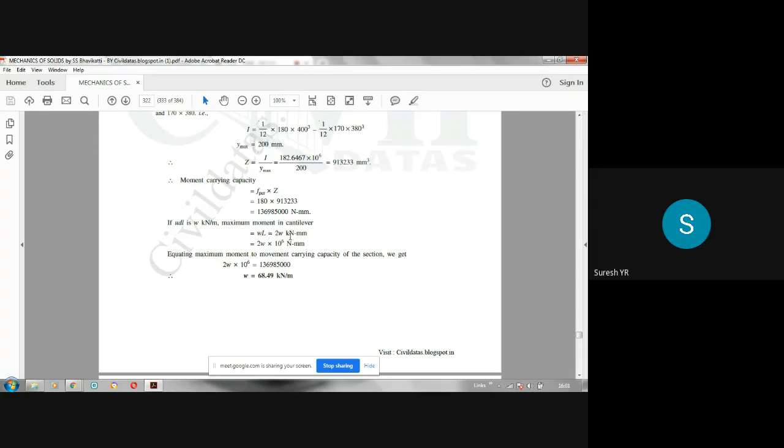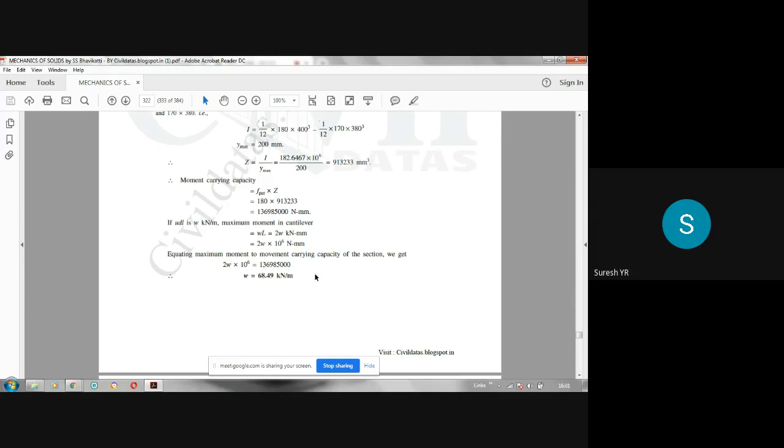Okay. So this is the value of maximum bending moment which occurs at the fixed end, and this is the value of moment carrying capacity. Equate these two, you will get the value of W. So W you are going to get in Newton per millimeter, which is the same as kilonewton per meter. So you are getting the answer 68.49 kilonewton per meter.